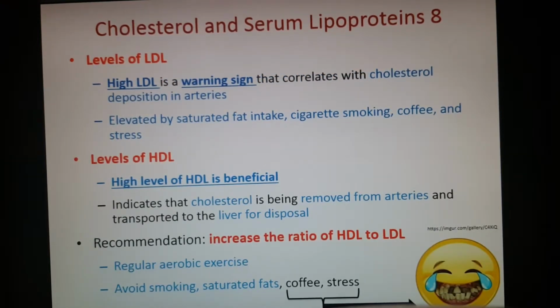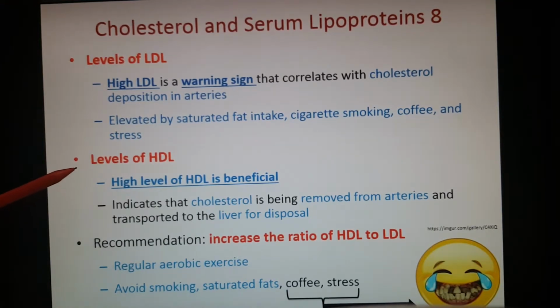So with two of those packages, your LDL and your HDL, the levels of them are a determinant of your levels of health. High levels of LDL are a warning sign that there's cholesterol deposition in your arteries, since you have these packages full of cholesterol circulating throughout your bloodstream.